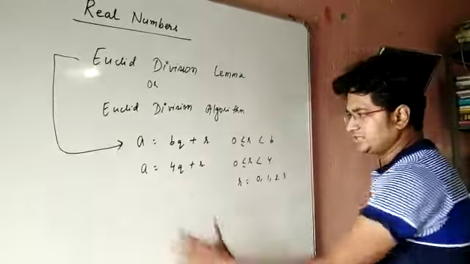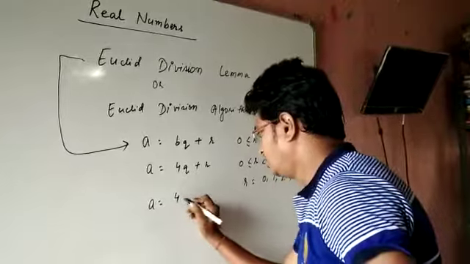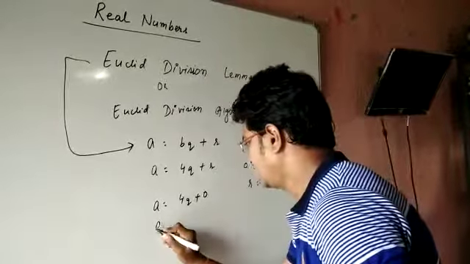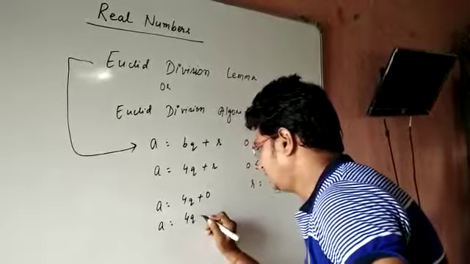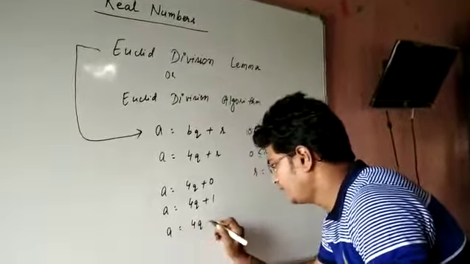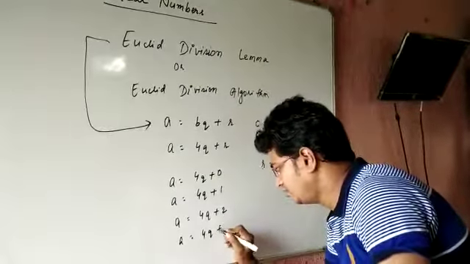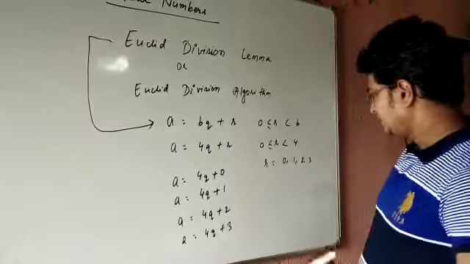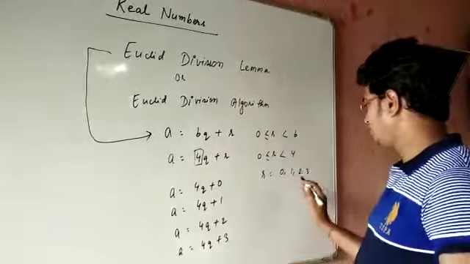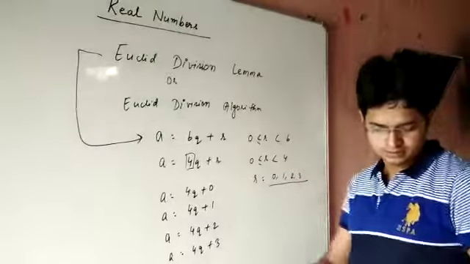So this general equation can be expressed as a equals 4q plus 0, a equals 4q plus 1, a equals 4q plus 2, and a equals 4q plus 3. Since the divisor is 4, the remainder will always be less than 4. This you should remember.